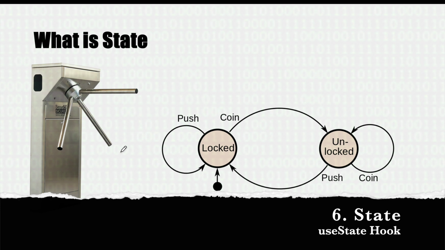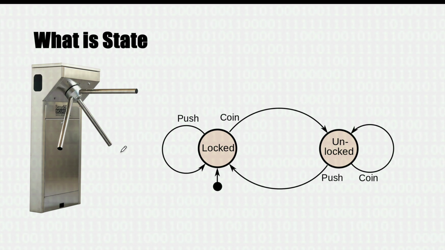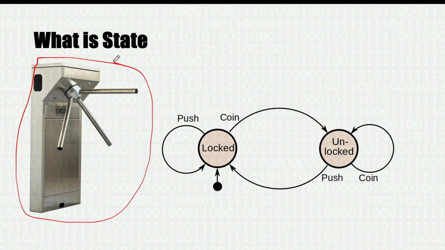Before I go to useState, which is one of the hooks available, let's understand what a state is. For any component, there could be a state, which is like the current state of this turnstile, for example. The turnstile could be in a locked state or an unlocked state. If it is locked and you put a coin, it becomes unlocked. You push it, it becomes locked again. And if it is locked and you push, it will still be in the locked state.